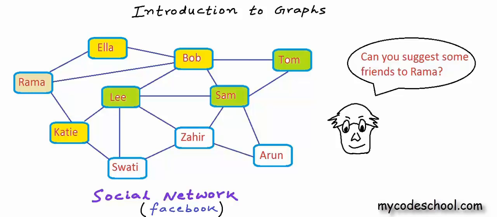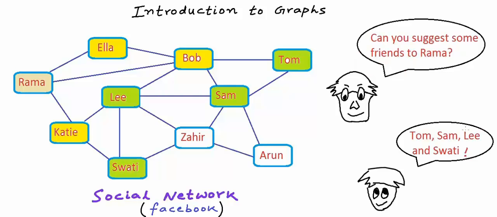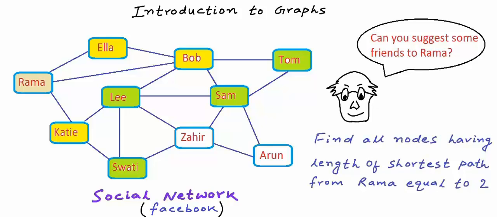Bob, however, has 3 friends, Tom, Sam, and Lee, that are not friends with Rama, so they can be suggested. And Katie has 2 friends, Lee and Swati, that are not connected to Rama. We have counted Lee already, so in all, we can suggest these 4 users to Rama. Now, even though we described this problem in context of a social network, this is a standard graph problem. The problem here in pure graph terms is finding all nodes having length of shortest path from a given node equal to 2. Standard algorithms can be applied to solve this problem.